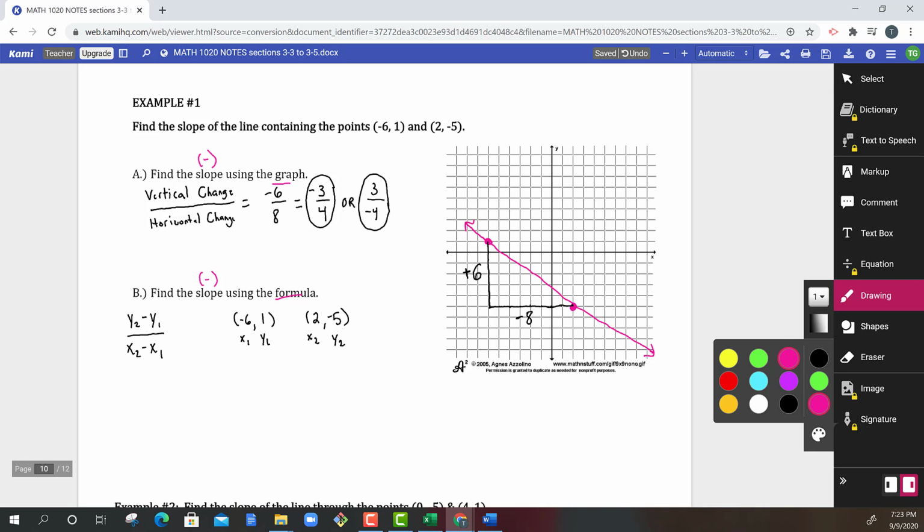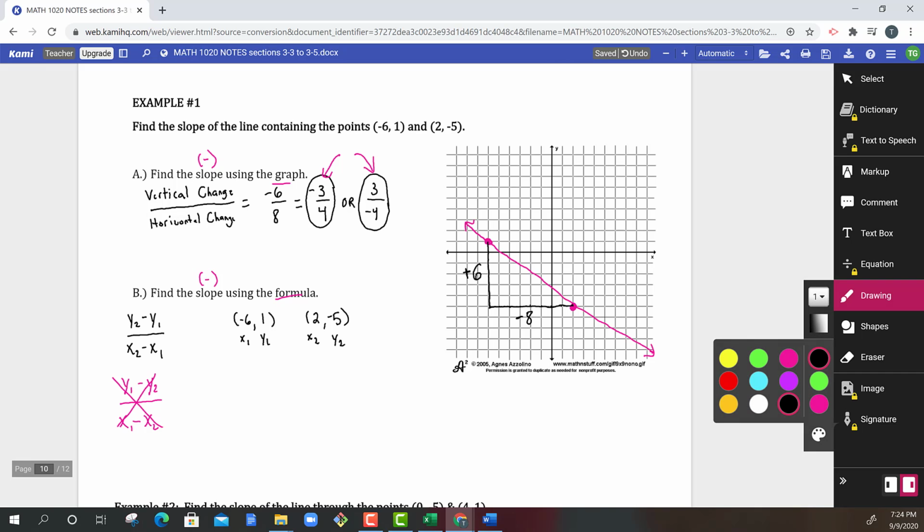It's also important to know that if you accidentally reverse the slope formula and you do y1 minus y2 over x1 minus x2, you're going to get the same ultimate slope. It goes back to this idea that we just looked at of these two different equivalent fractions. It's the same idea. So we're going to use the slope formula in black though.